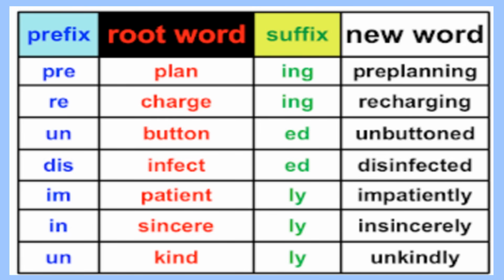Prefix un plus root word button plus suffix ed equals unbuttoned. Prefix dis plus root word infect plus suffix ed equals disinfected. Prefix im plus root word patient plus suffix ly equals impatiently. Prefix in plus root word sincere plus suffix ly equals insincerely. Prefix un plus root word kind plus suffix ly is equal to unkindly.